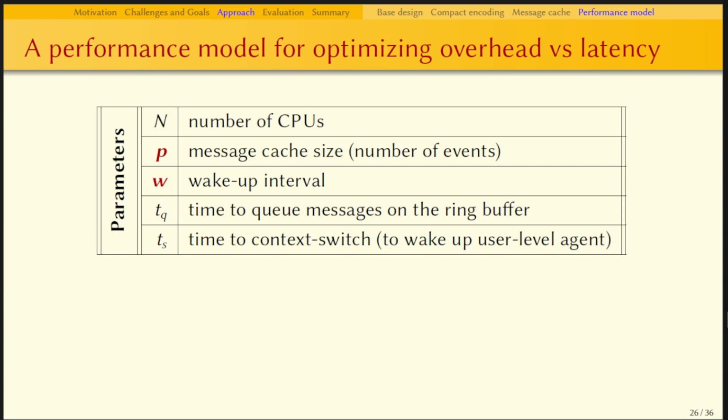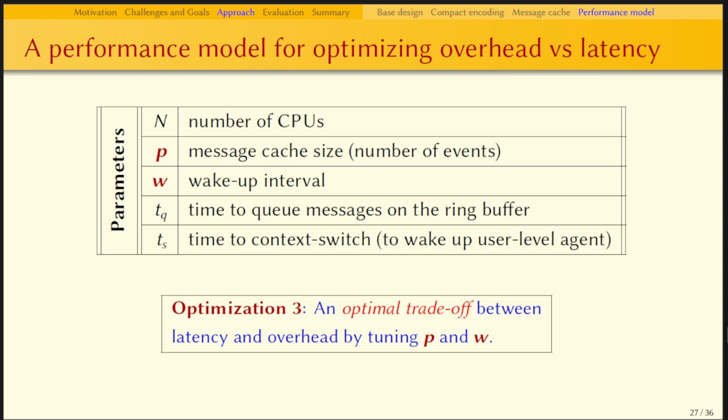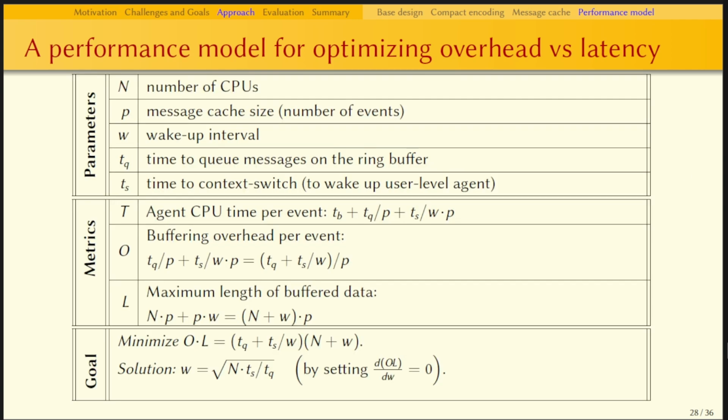Our final optimization is a performance model for balancing both overhead and latency. The two parameters responsible for this are P and W. P is the message cache size in terms of the number of system call events, and W is an interval of how often the user level is woken up to receive messages from the ring buffer. So what we're trying to do is find an optimal trade-off between latency and overhead by tuning P and W. This is our full performance model, and I want you to draw your attention to the metrics, specifically O representing overhead and L representing latency.